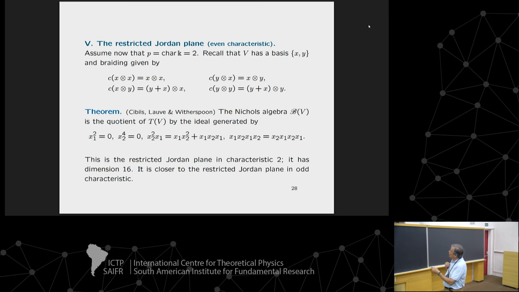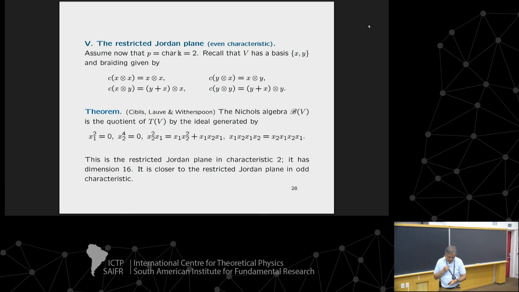As I said, it's closer to, I forgot here to insert the word super, so it's closer to the restricted super Jordan plane in odd characteristic. So characteristic 2 is very different from any other characteristic, and in particular the restricted Lie algebras in characteristic 2 are very different from characteristic 0.